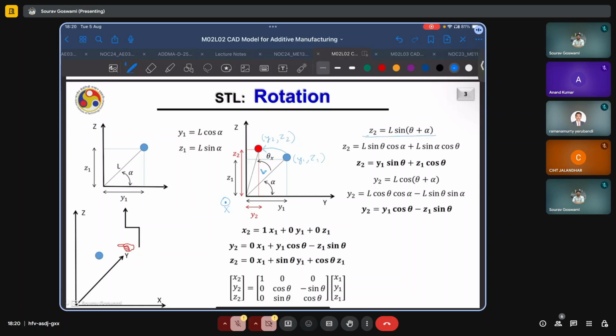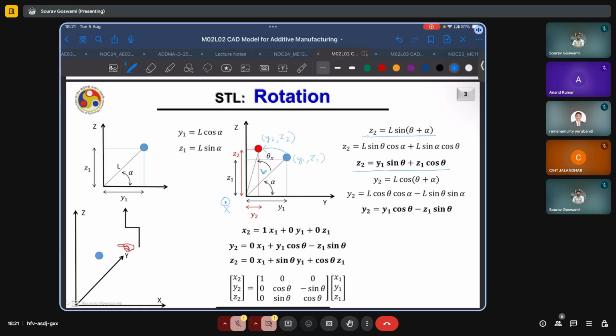alpha being the original angle subtended, or angular position, of the blue point from the y-axis, and theta being the additional counterclockwise rotation that we have imparted to it. Z2 equals L sine of theta plus alpha, and we expand that further to obtain Z2 is equal to Y1 sine theta plus Z1 cos theta.